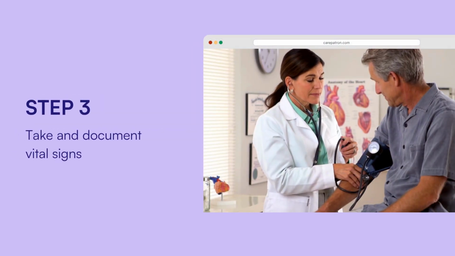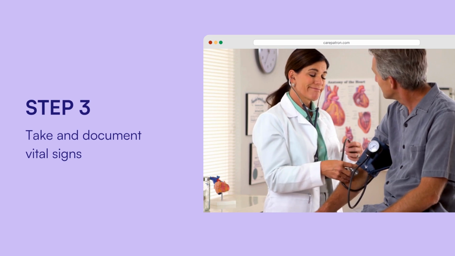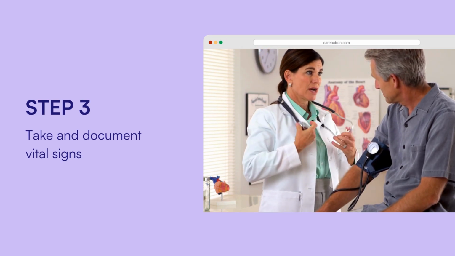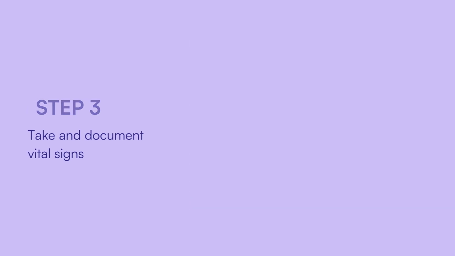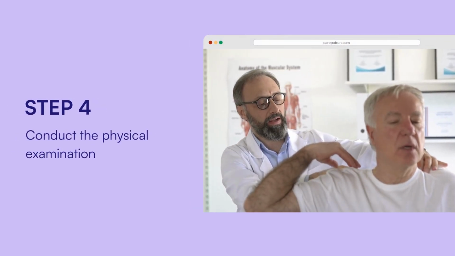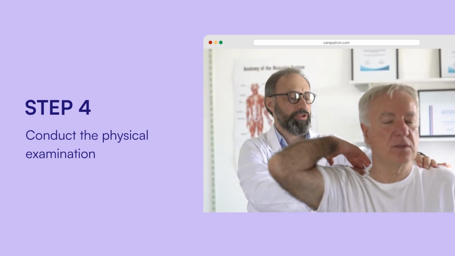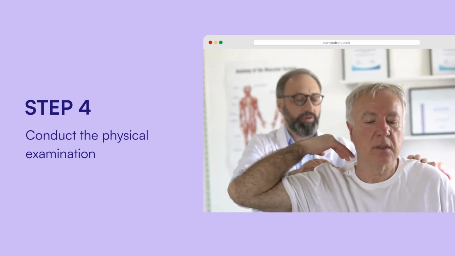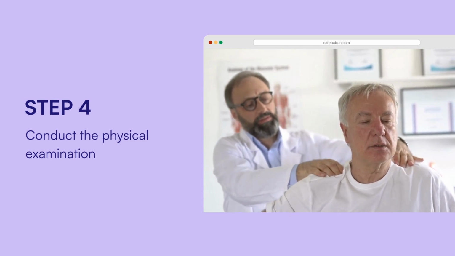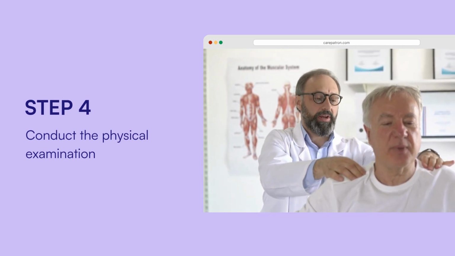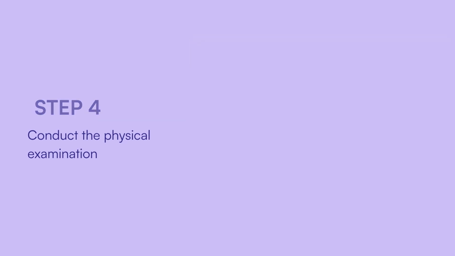Step 3. Take and document vital signs. Record blood pressure, heart rate, respiratory rate, and temperature for baseline health status. Step 4. Conduct the physical examination. Use the template as a checklist to do the following: focus on relevant body systems. Document both normal and abnormal findings. Skip systems not relevant to the presenting issue or marked as not examined.